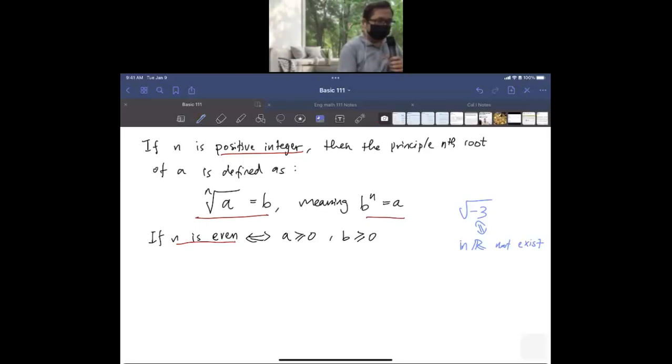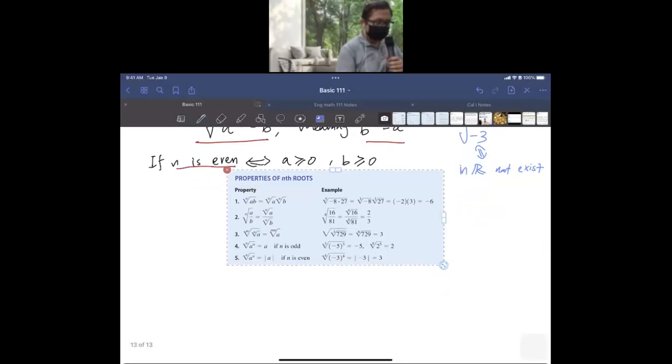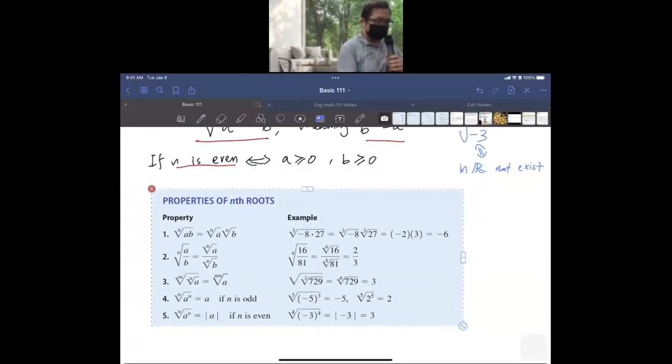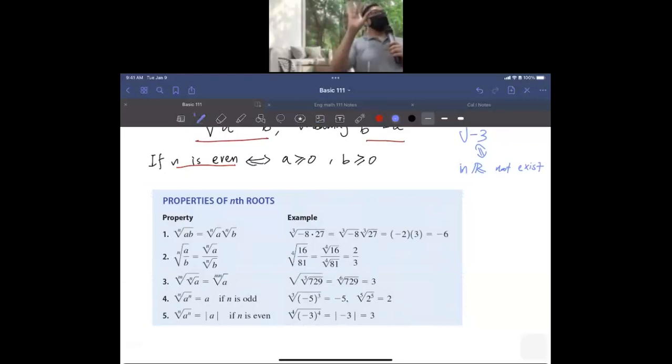Now I'm going to give you another one, the property of the nth root. And again, I don't want you to memorize this. This is something that is supposedly not to be memorized. What I want you to do is make all these things in your mind logically make sense.